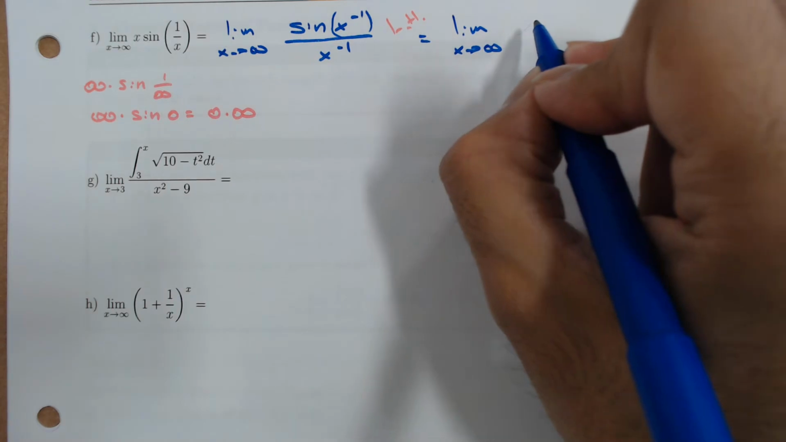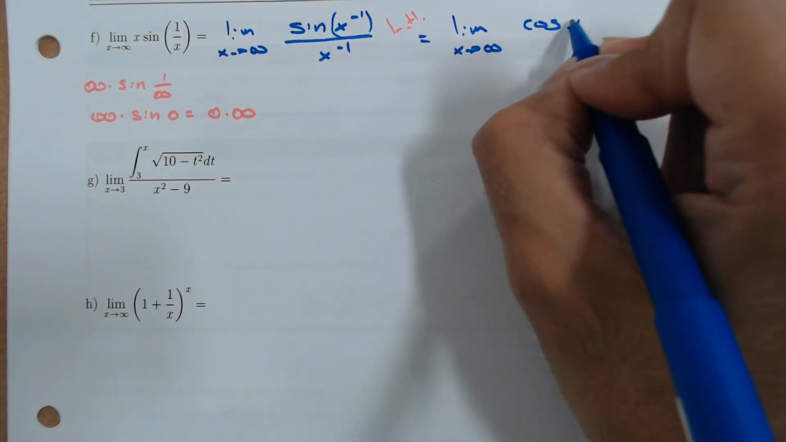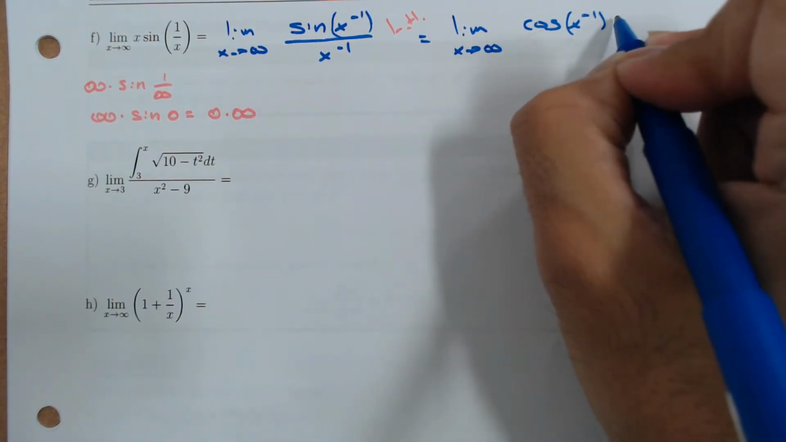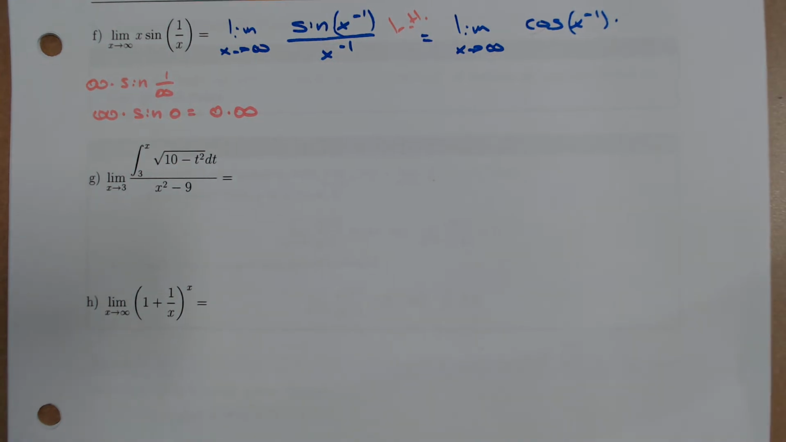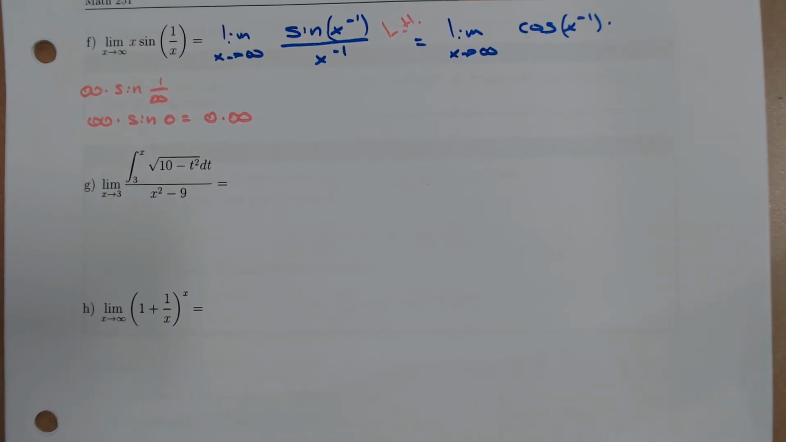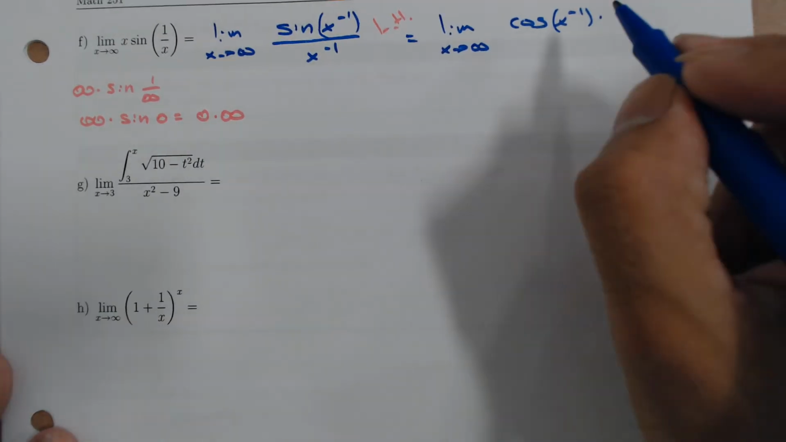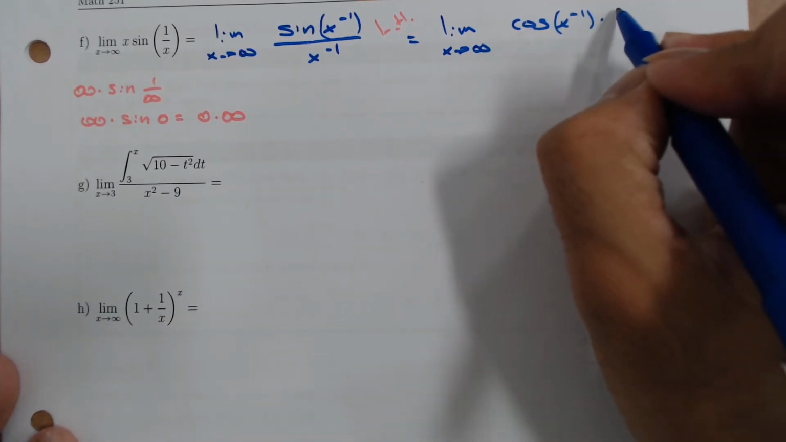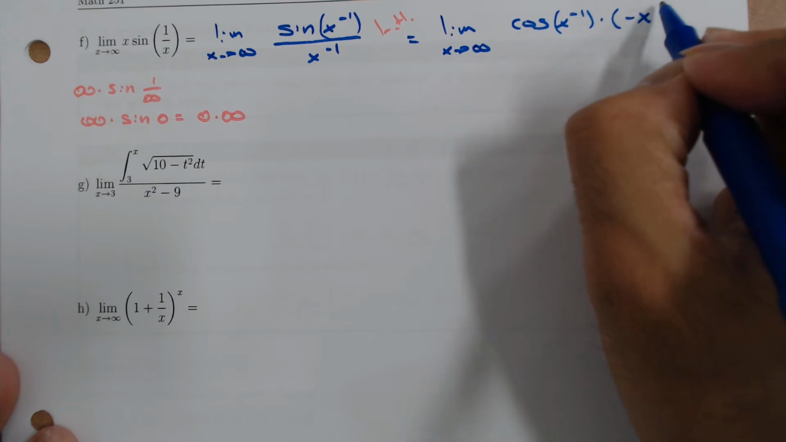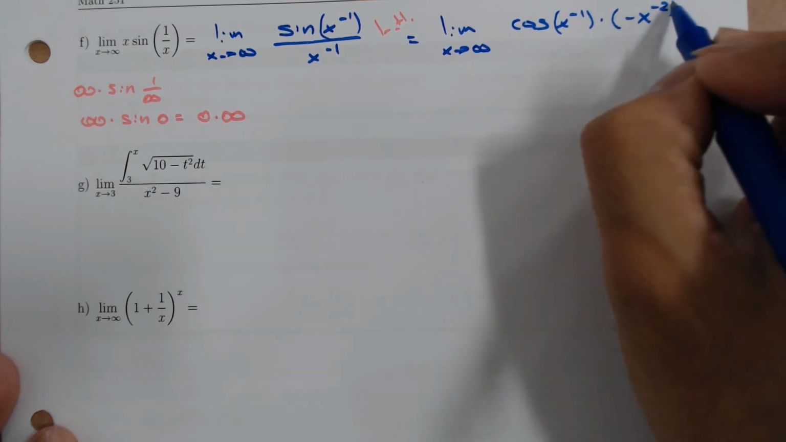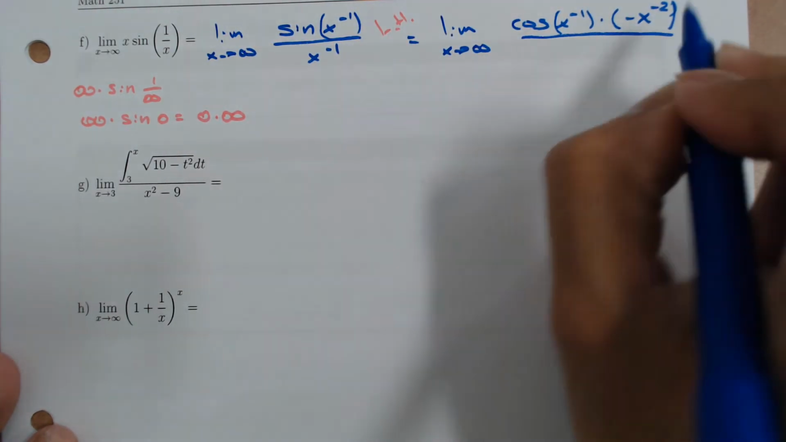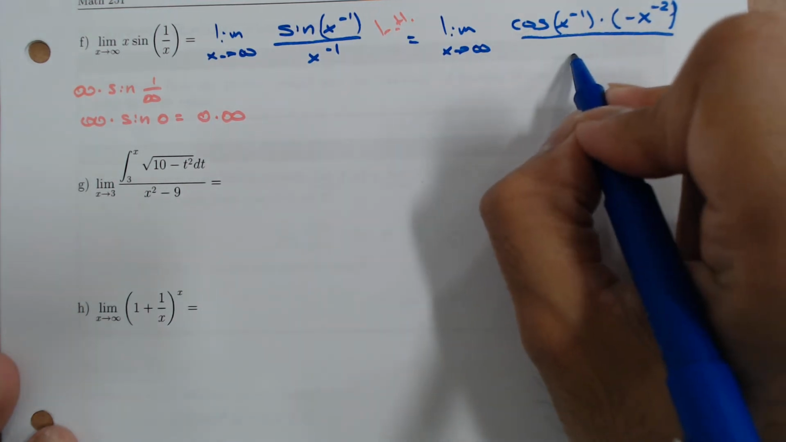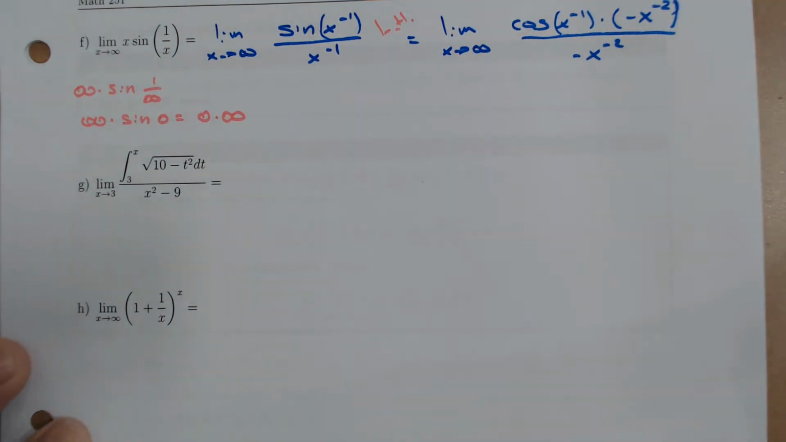Isn't that a cosine, I believe? Cosine of x to the negative 1, but in this case we need a mini chain rule. We need to differentiate that x to the negative 1. We need that general power rule, and be careful with the negative sign. So that's going to be negative x to the negative 2. And in the denominator, the derivative of x to the negative 1 is also negative x to the negative 2.